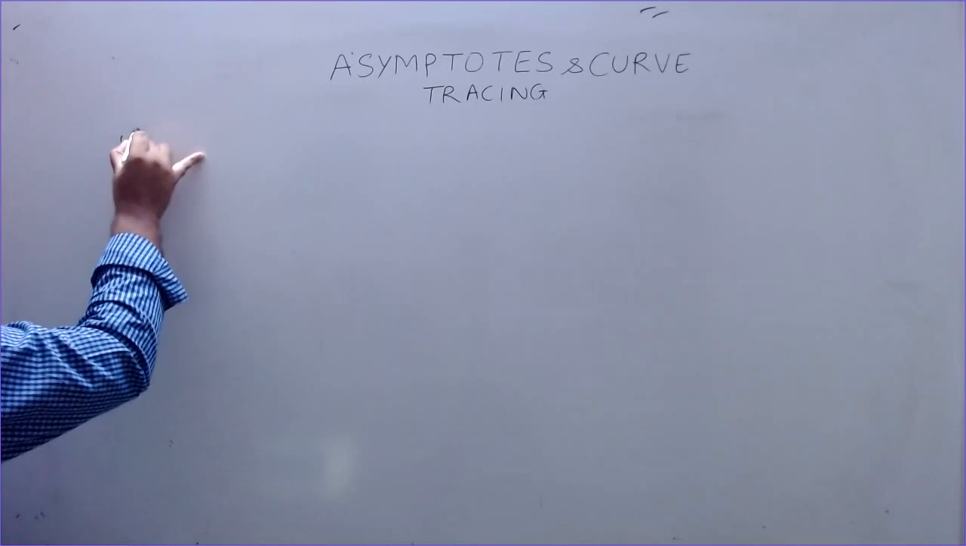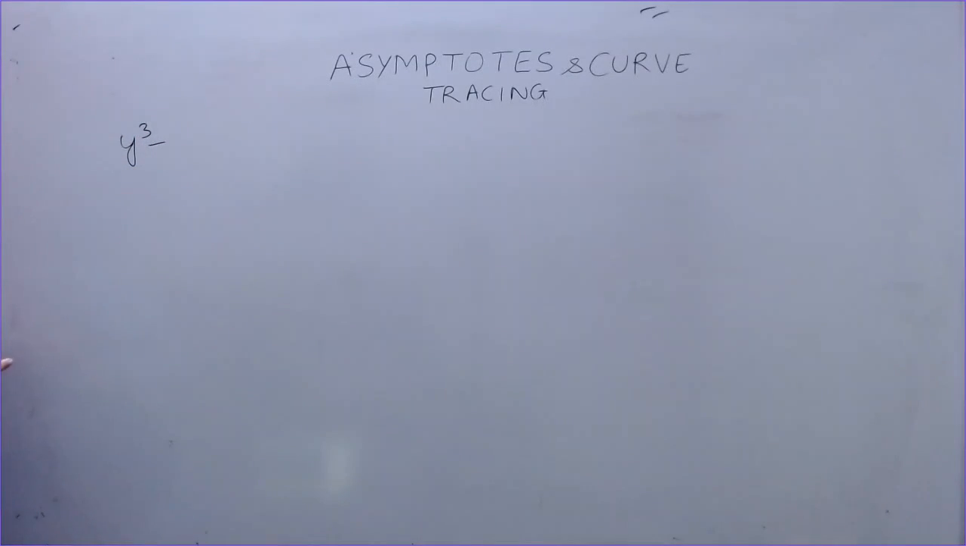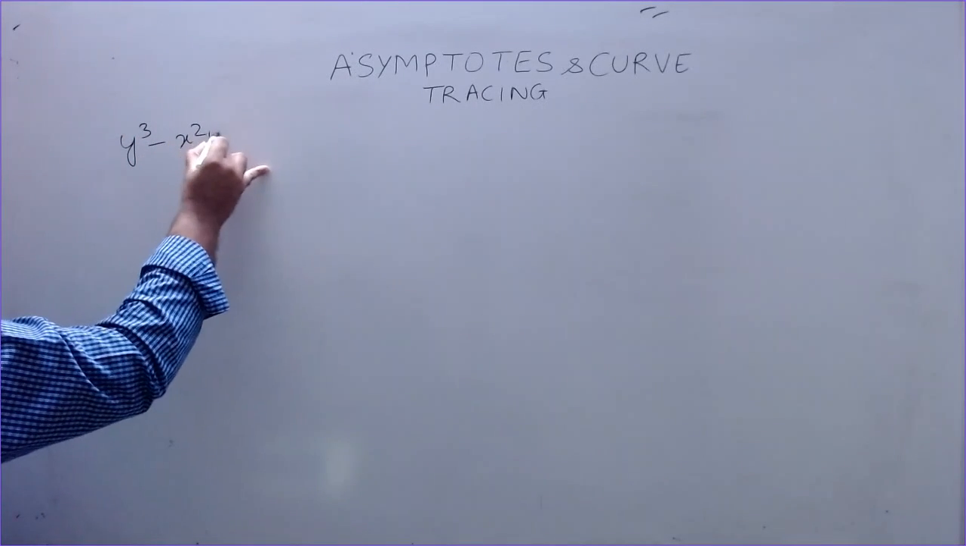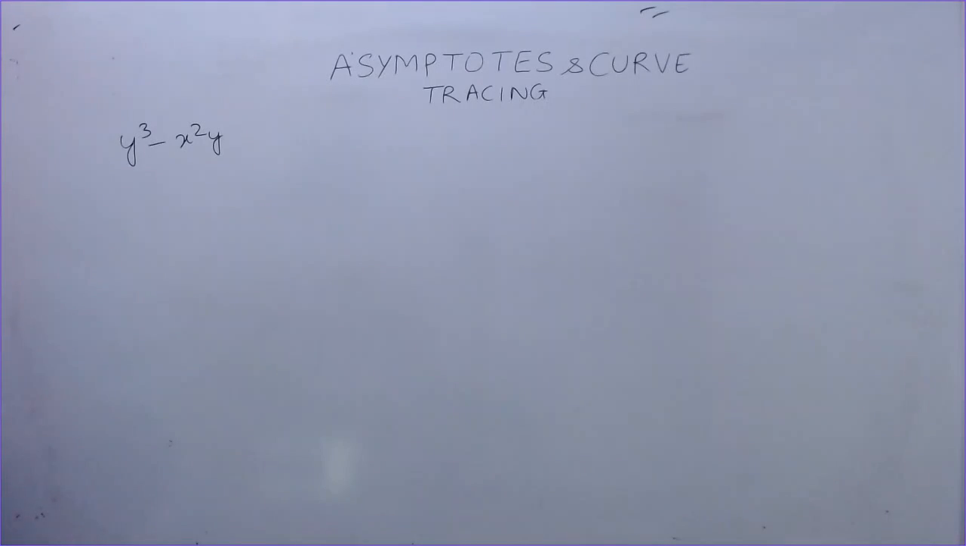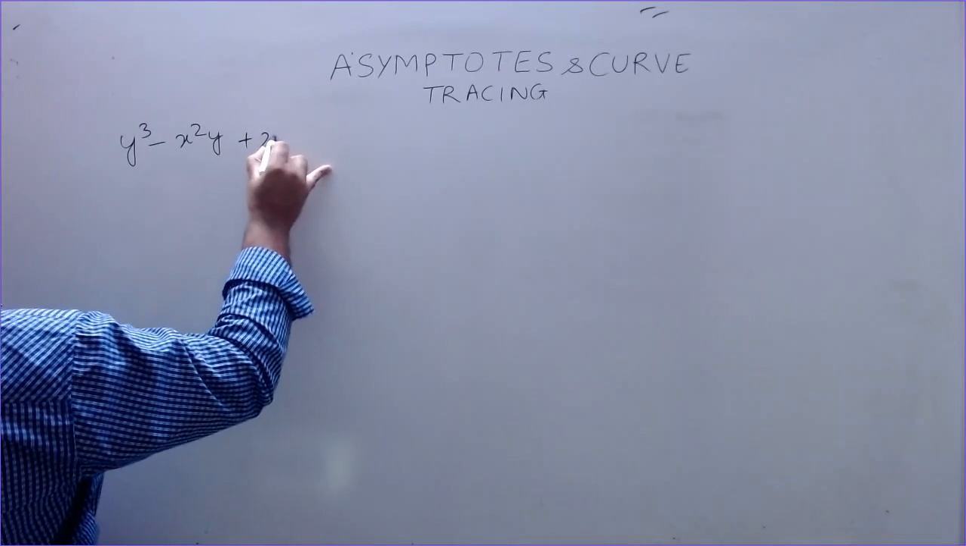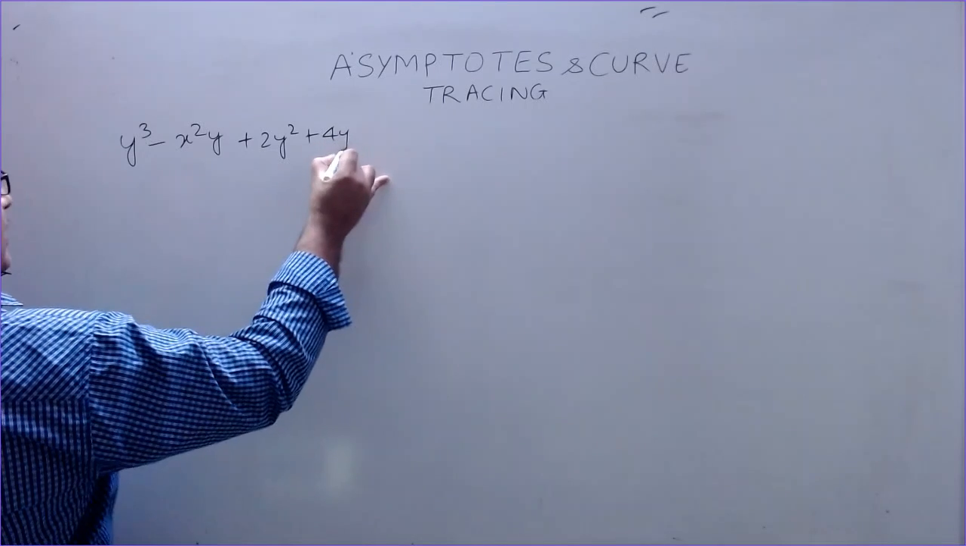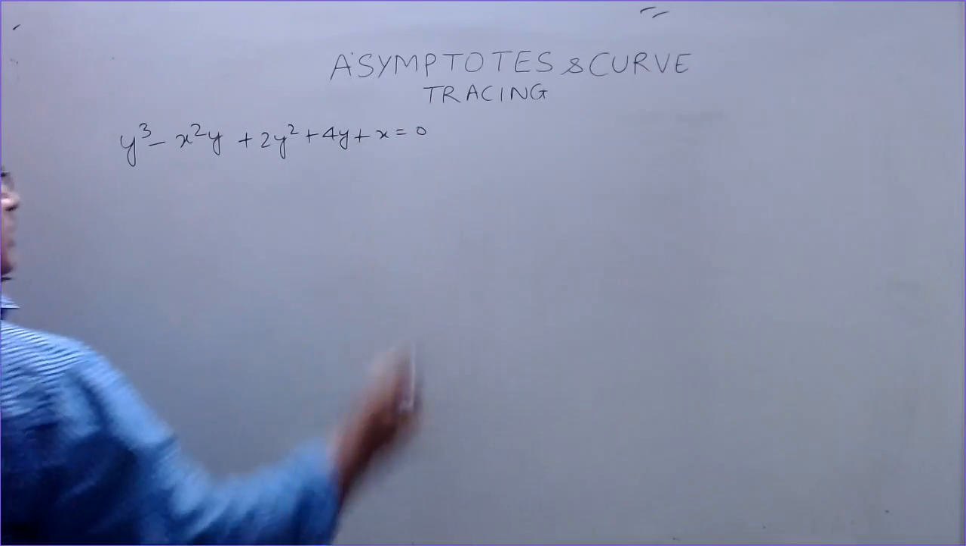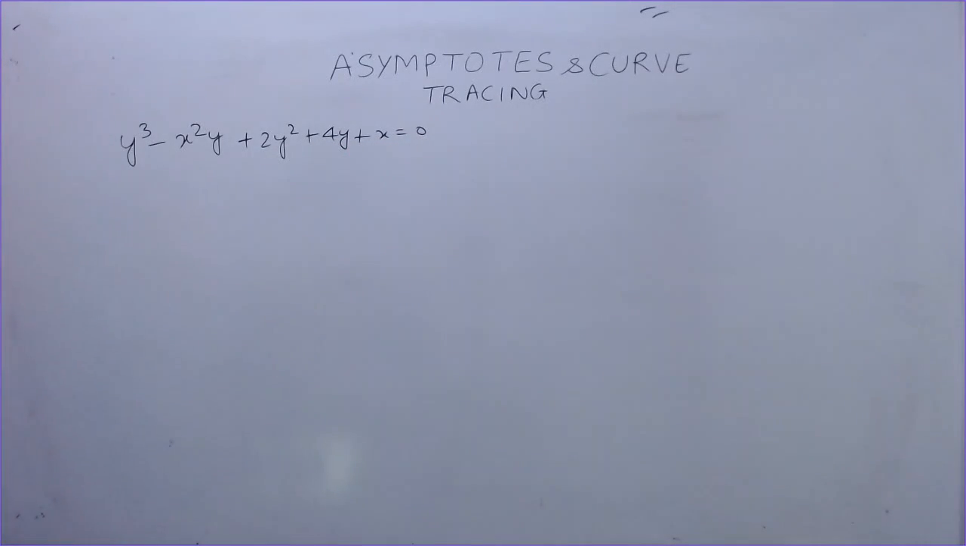The equation of the curve is y cubed minus x squared y plus 2y squared plus 4y plus x equal to 0. We have to find the asymptotes of this. First of all, identify the number of asymptotes. The highest degree term here is y cubed. The degree of the equation is 3, so it has 3 asymptotes at the maximum, and those we have to find.